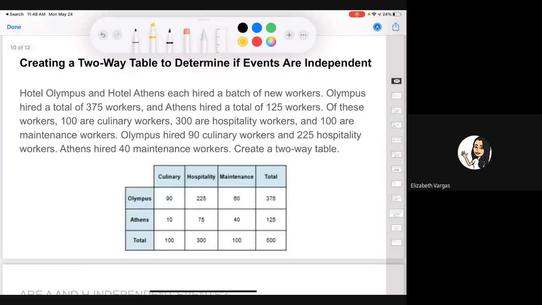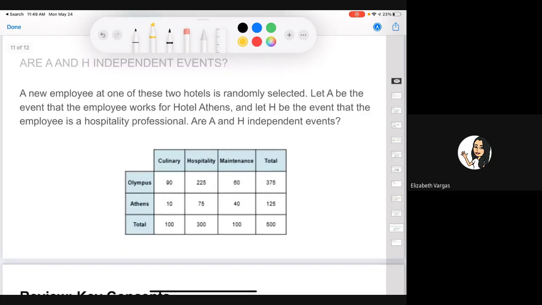Okay, so for example, this one says Hotel Olympus and Hotel Athens each hired a batch of new workers. Basically all this information is created on this table. Now that we have all this listed on this table, we want to know, a new employee at one of these two hotels is randomly selected. Let A be the event that the employee works for Hotel Athens, and H be the event that the employee is a hospitality professional. Are A and H independent events?